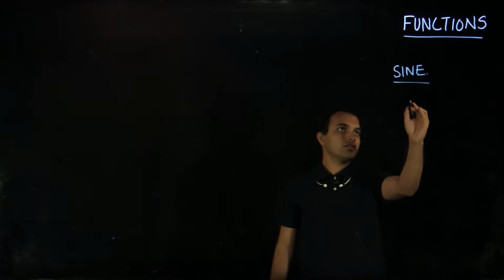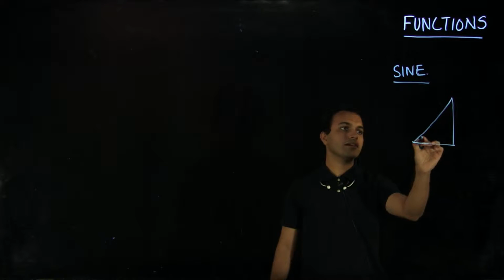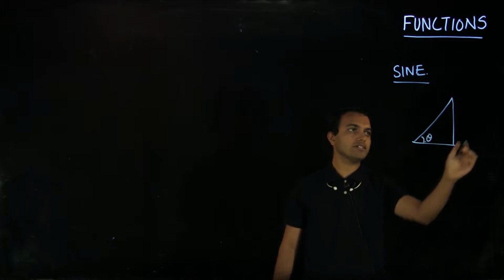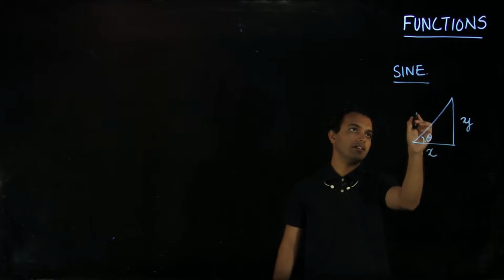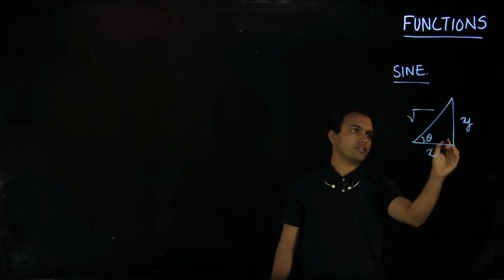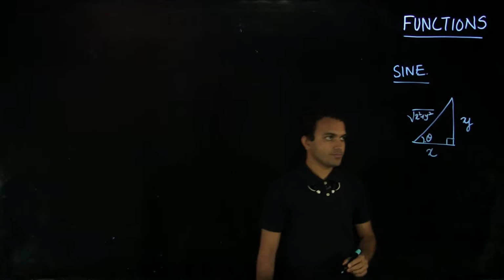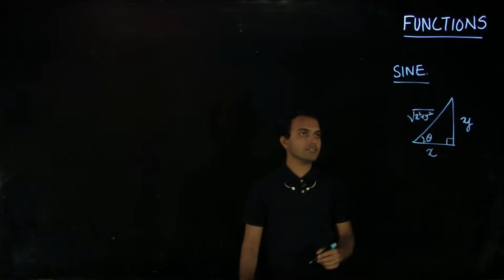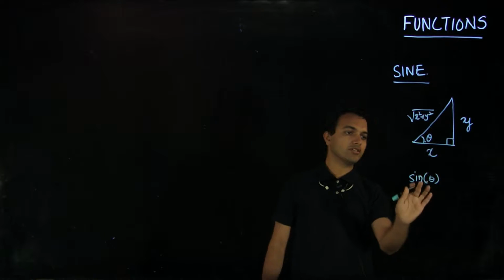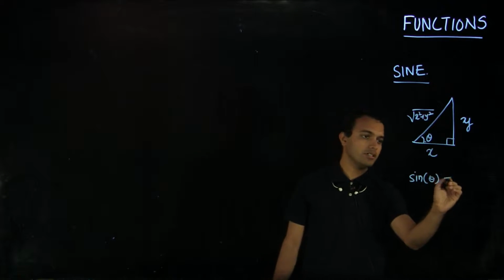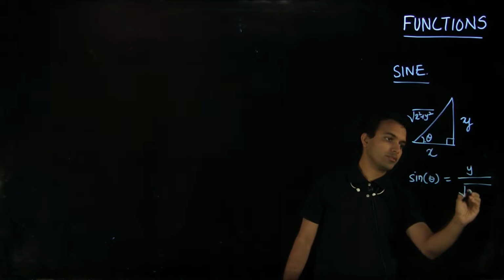So for those of you that know, sine is defined for a right angle triangle by this relation. So if this angle is theta, and let's say this is y and this is x, and this is 90 degrees, so this will be square root of x squared plus y squared. So in this case, sine of theta, which is denoted by sin, is given by y over square root of x squared plus y squared.